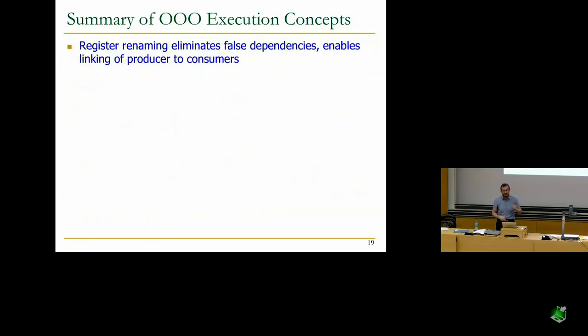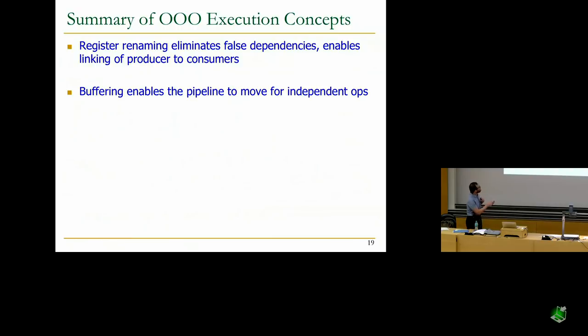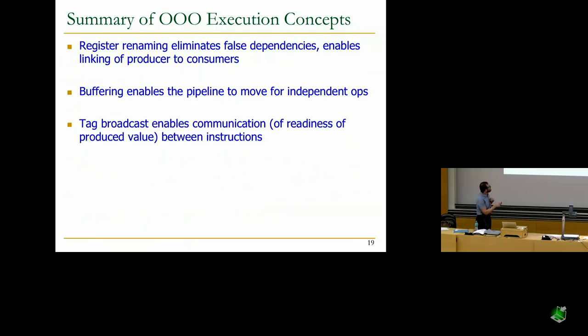So again, very quick summary. Register renaming eliminates false dependencies and enables linking of the producers to the consumers. Buffering enables the pipeline to move forward for independent operations so that you don't block the pipeline. Tag broadcast enables communication of readiness of produced values between instructions. That's essentially what we did. And wake up and select enables out-of-order dispatch or data flow order dispatch.